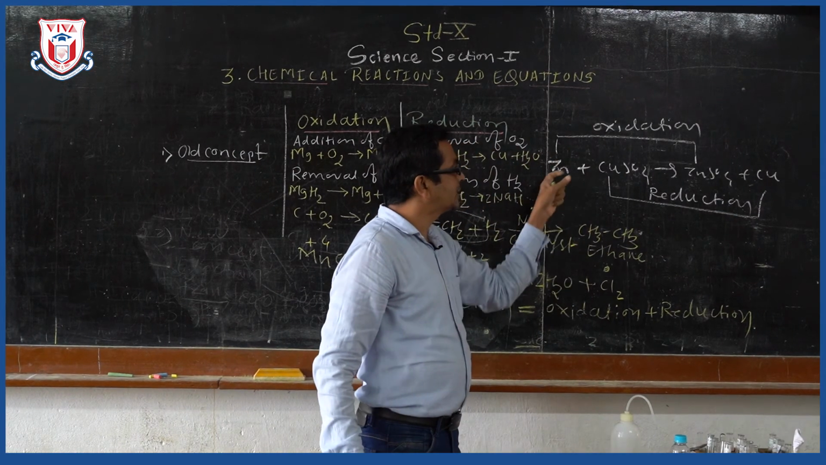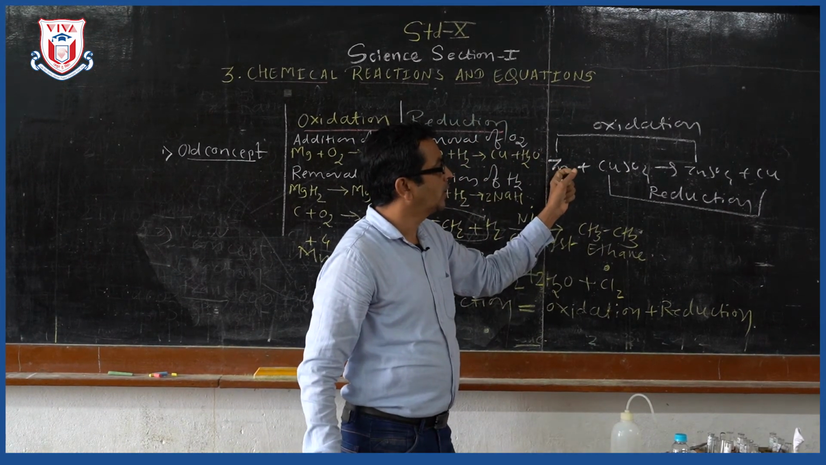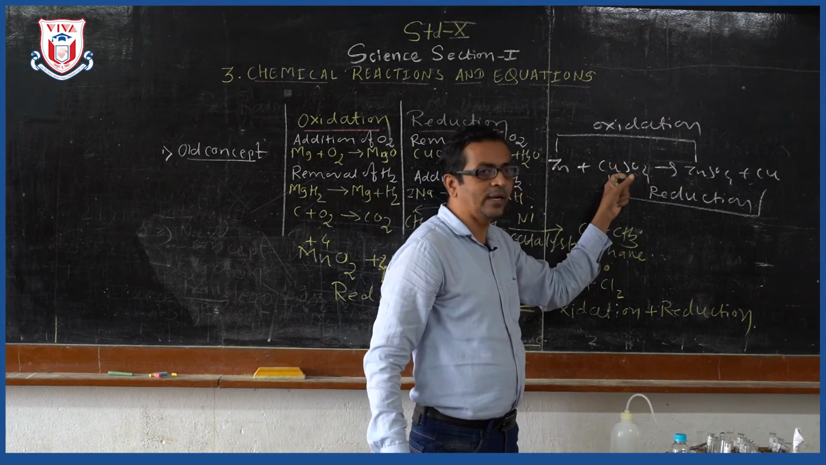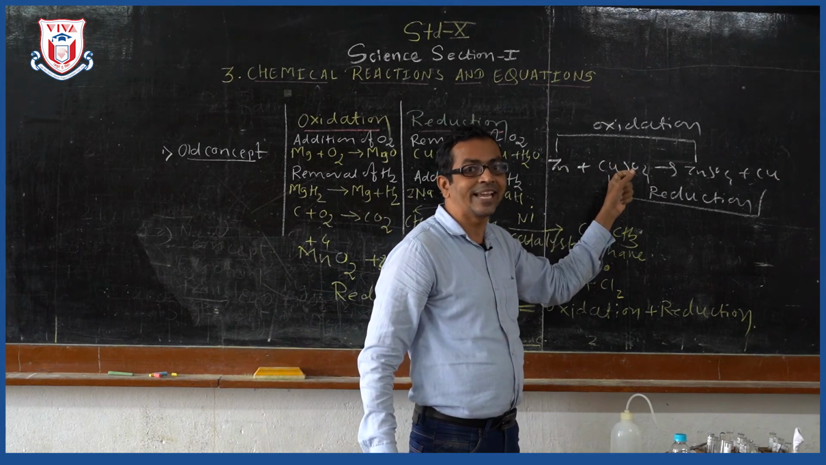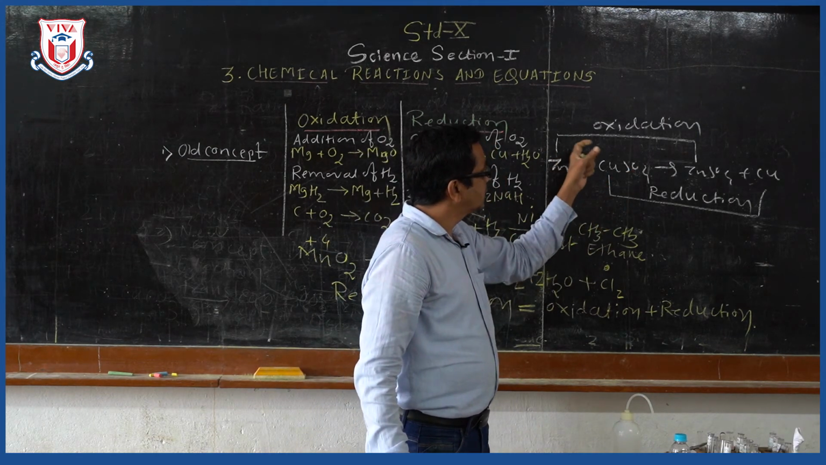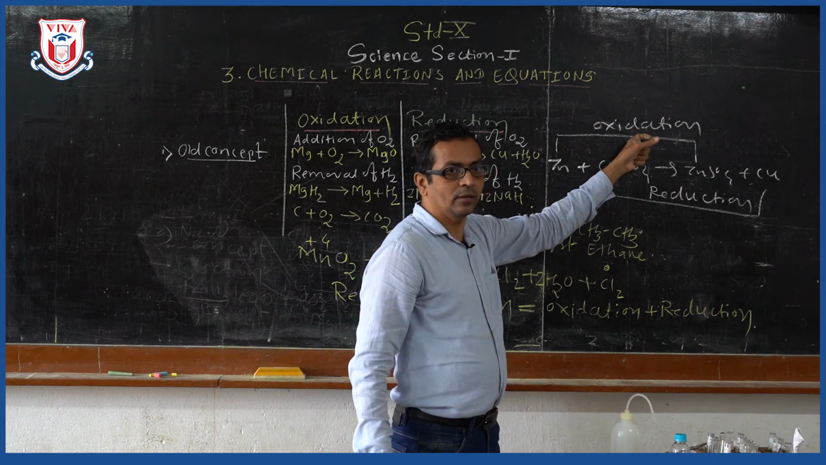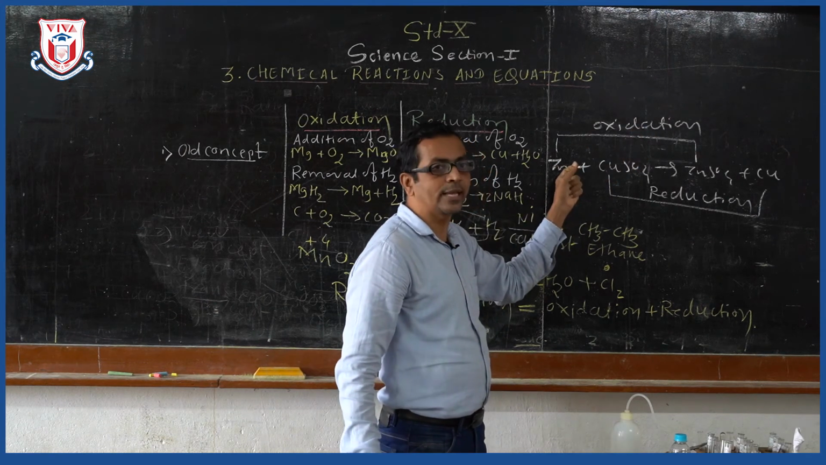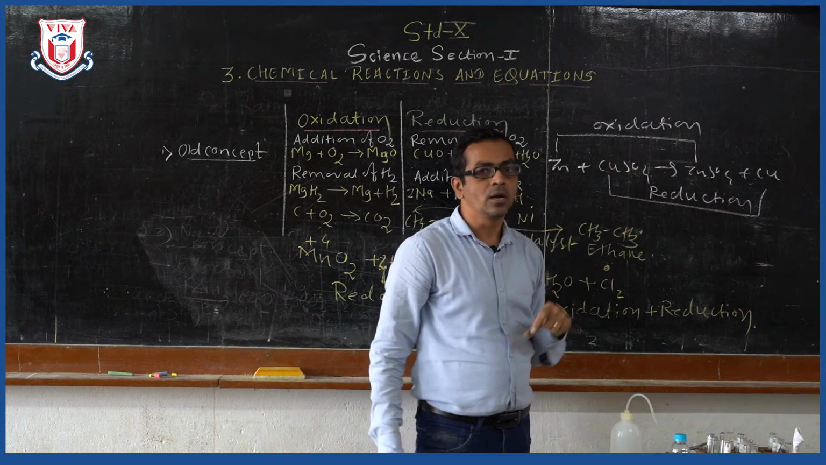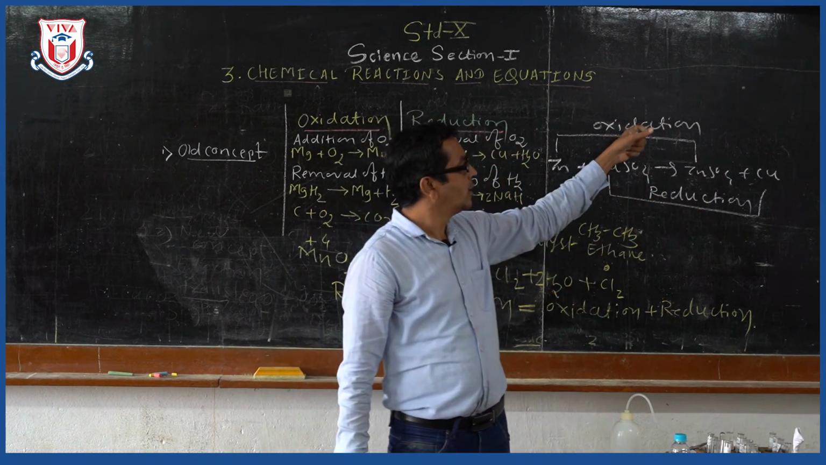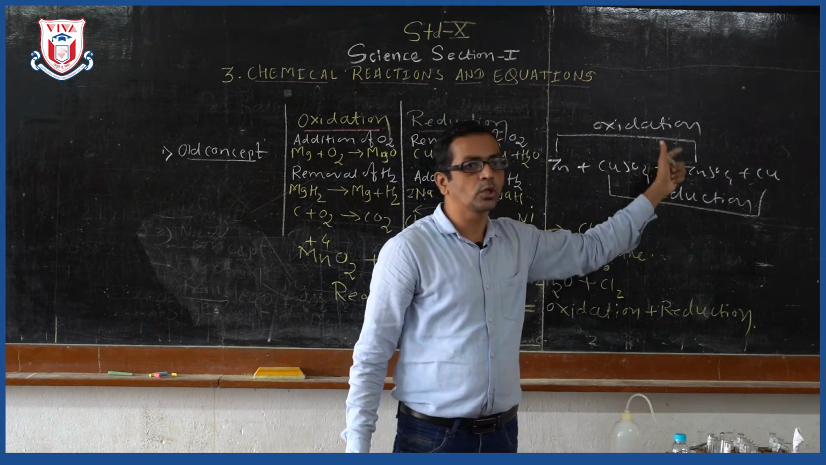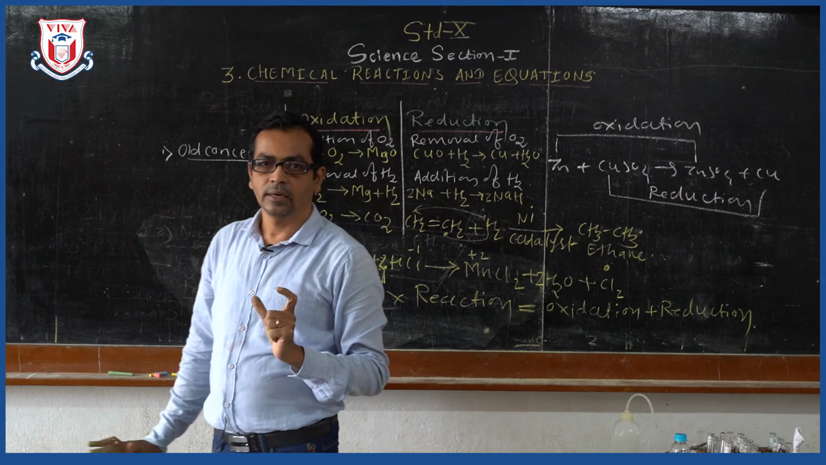Now this species, zinc, you will call a reducing agent, and this copper sulfate you will call an oxidizing agent. Okay, that means the substance which undergoes oxidation will act as a reducing agent, and the substance which undergoes reduction will act as an oxidizing agent. So here oxidation and reduction take place simultaneously, and that's why this is also an example of a redox reaction.